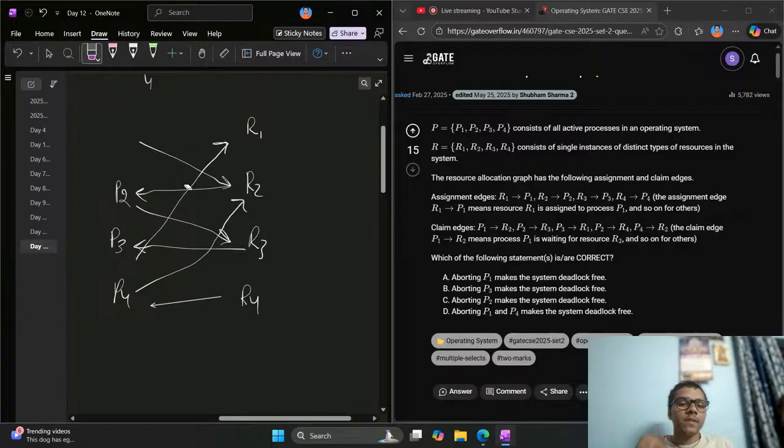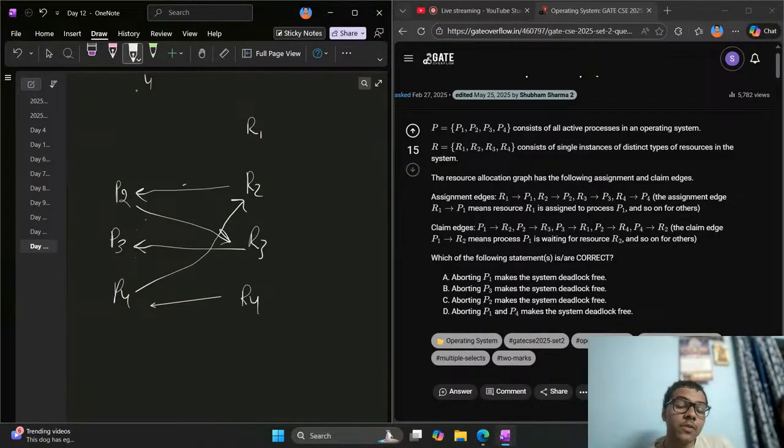And now something is requesting. What is requesting? P3 is requesting R1. So this gets kind of fulfilled. After fulfillment, what do we have? So are we having a deadlock? So obviously this one will be removed, and 1, 2, 3, maybe 1, 2.